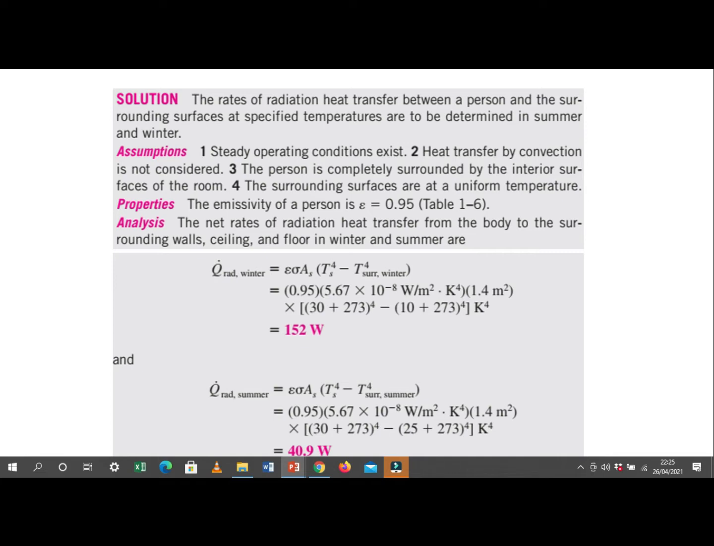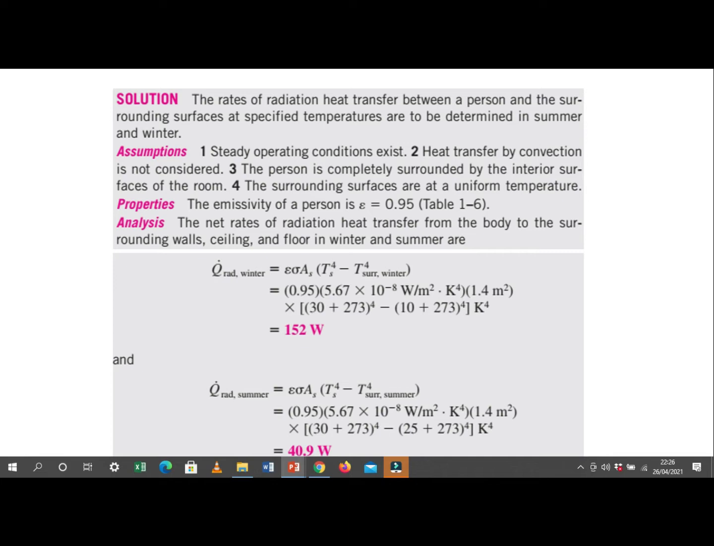Second assumption is that heat transfer by convection is not considered, because there is always air between the person and the surrounding surfaces, so the heat might be transferred by the convection process. For the time being we are just focusing on the radiation heat transfer, so that's why we keep it neglected, or we do not consider the convection heat transfer.